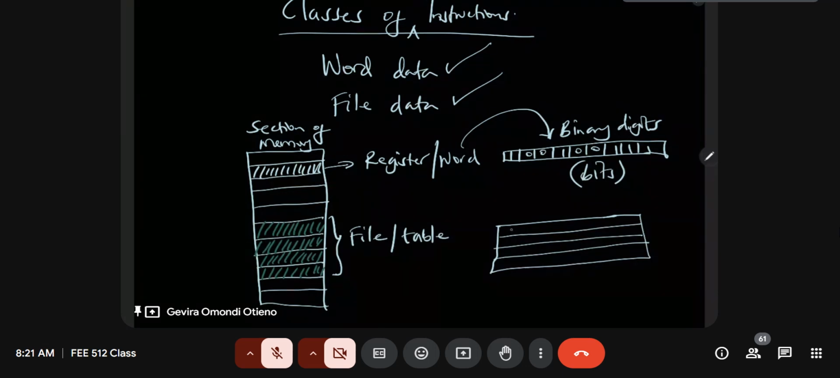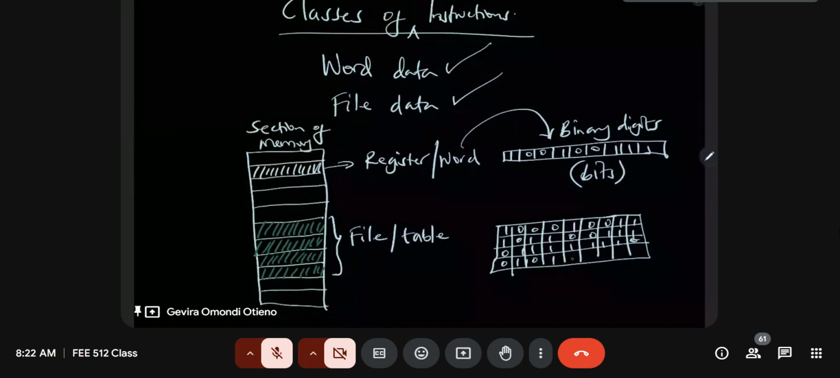And each one of them, of course, as you now know, will contain bits. Each one of them would contain bits. So this is how we differentiate between a file and a register. If you have a group of registers, then that is referred to as a file. Other books will call it a table. So if you meet these words, it should not be confusing.